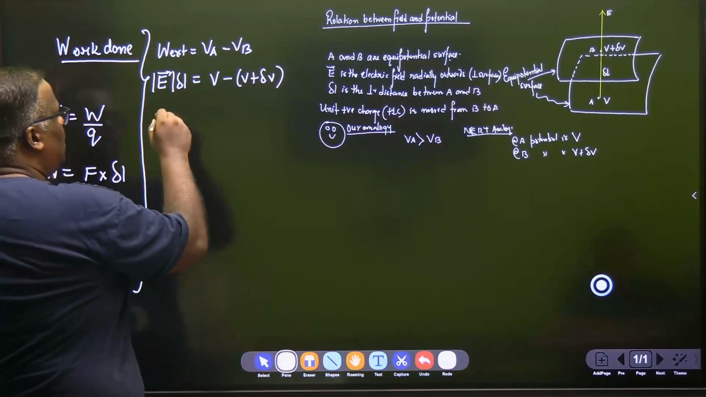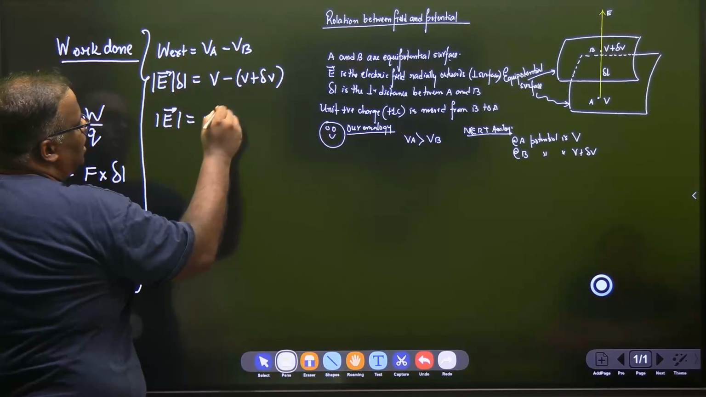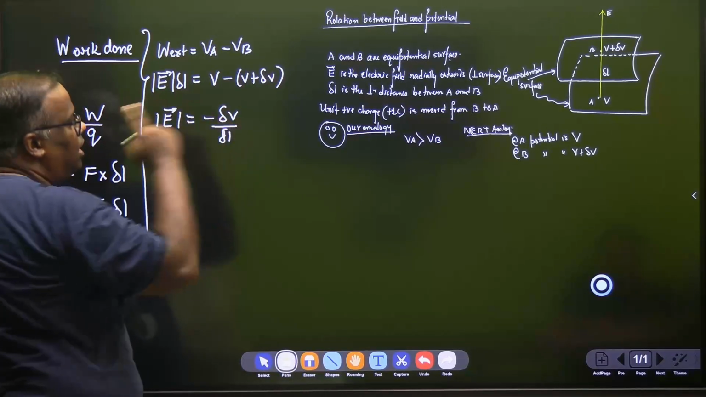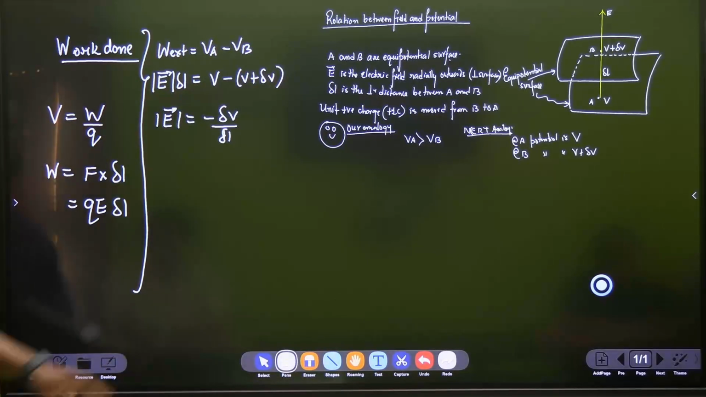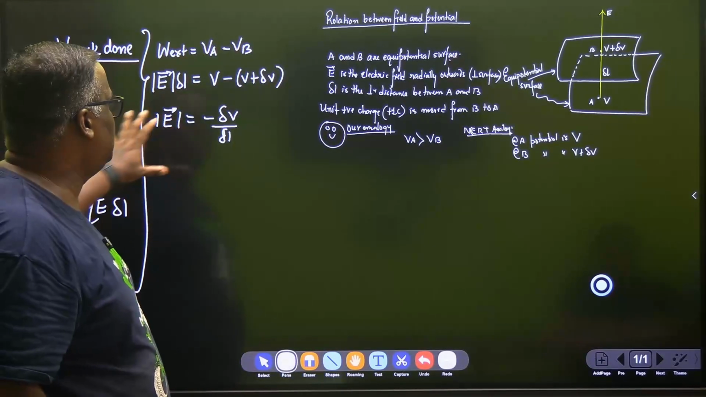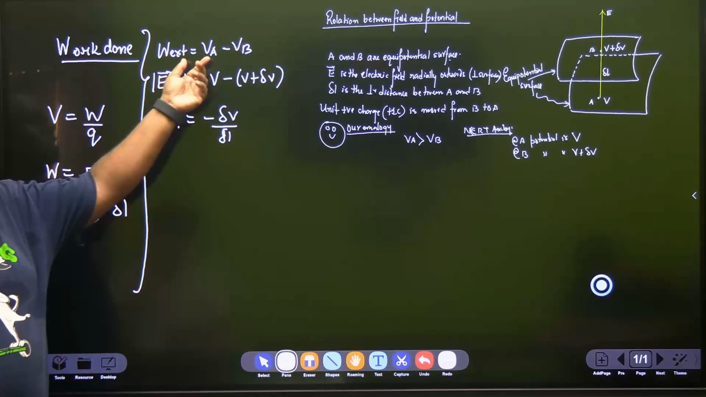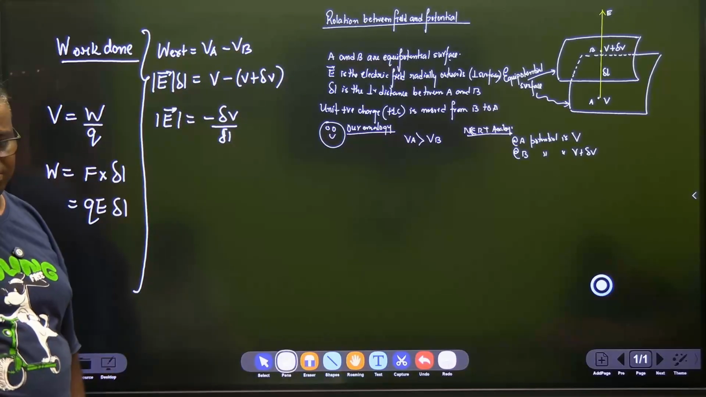So what do you get as the value of E from here? The value of E that you get is negative delta V by delta L. Negative आ गया ना? ठीक है? Just write this much. If you have understood this, just write this much. External work done is VA minus VB. Ultimately, final potential minus initial potential.